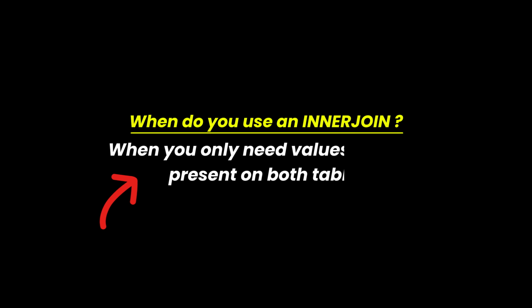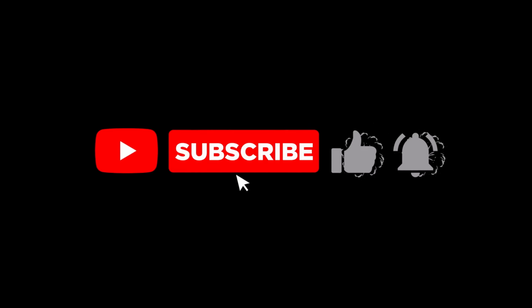Now let's do a recap. In this video, we have learned about inner join. When do you use an inner join? You use an inner join when you only need values that are present on both tables. If the value is present in one table and is not in another table, you do not need it. Then you need to use an inner join in that case. If you need all the values in one table, like my A to Z example, you would be using another join. We'll be covering that join in our next video.